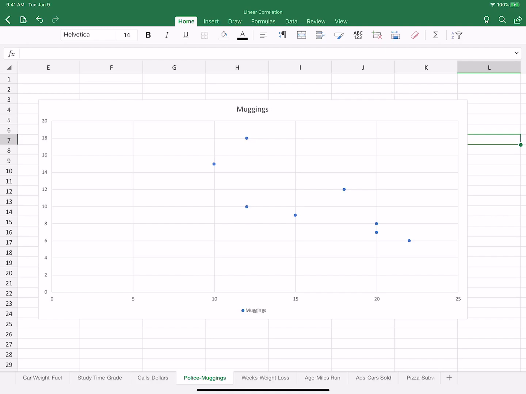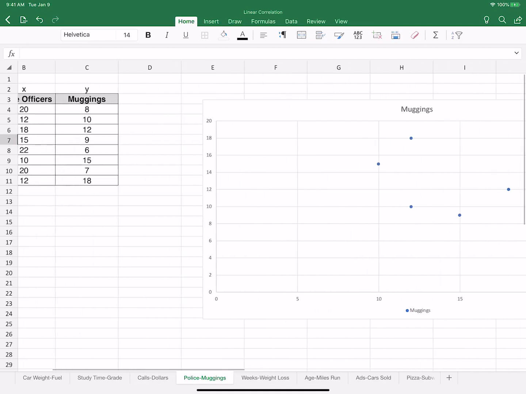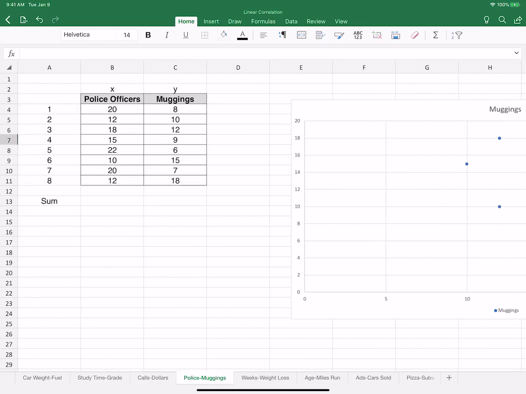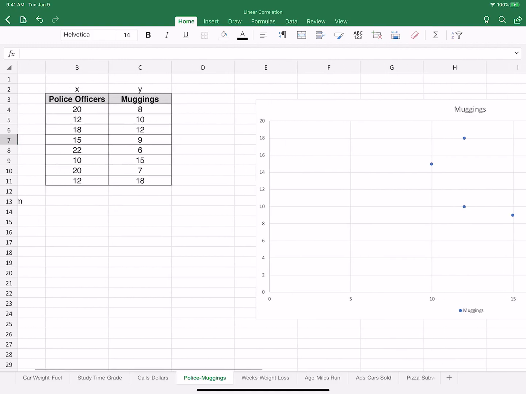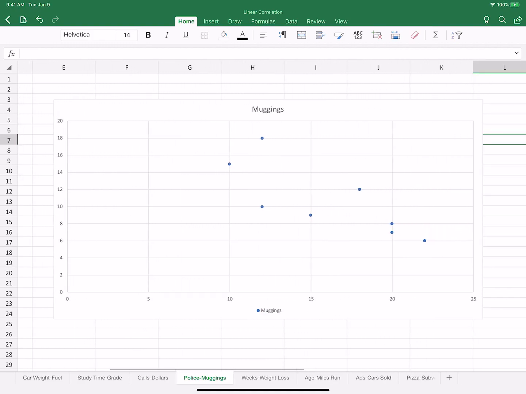I think it's kind of backwards, but is it backwards? Let's see. They're describing muggings, but the X variable is the number of police officers. So as X gets bigger, the number of police officers, Y gets smaller. Does that make sense? Now stop and think. If you add more police on patrol, does that decrease crime? You guys know what I'm talking about?